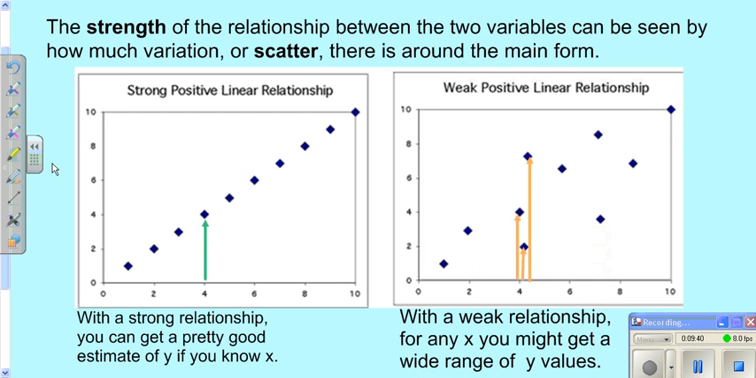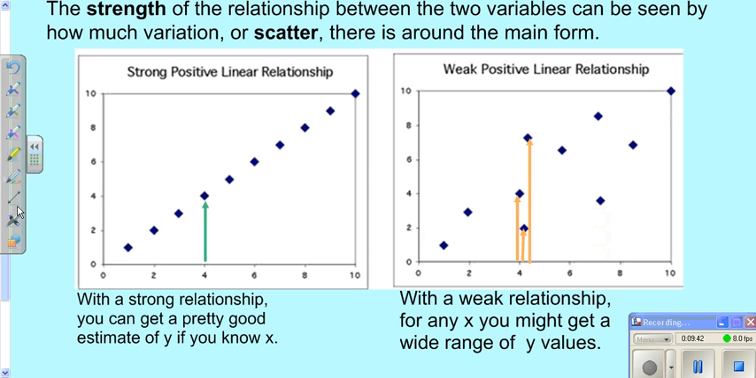Let's take a look at the strength. That's how far your points are scattered out from your line. Now, once again, on this one here, all the points are pretty close to this line. We would say in this case it's a positive because you're going up. It's a strong because all the points are close to your line. As we look over here, we would say it's positive because you're going up, but we would say it's weak because all the points are not real close to your line.